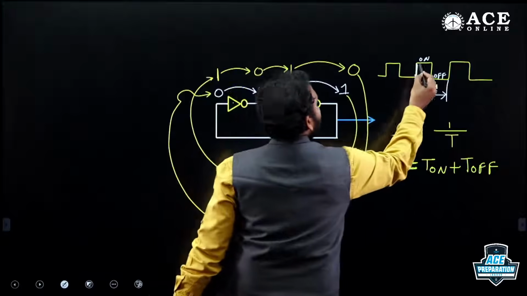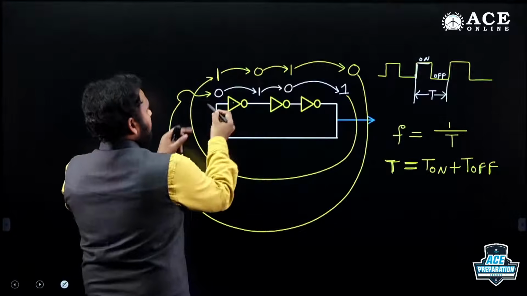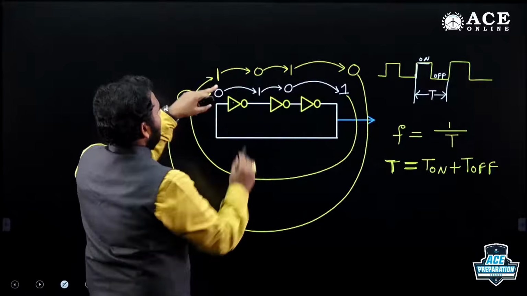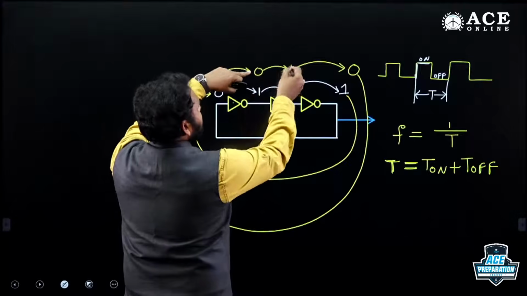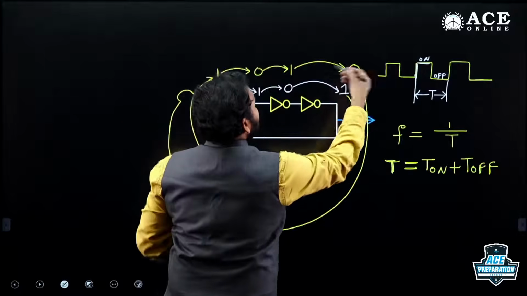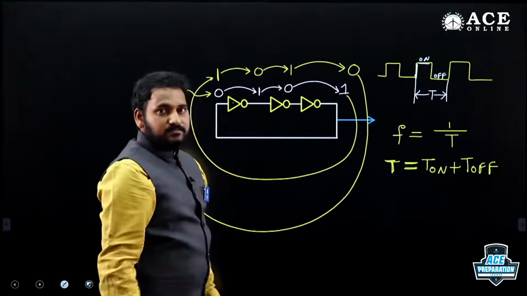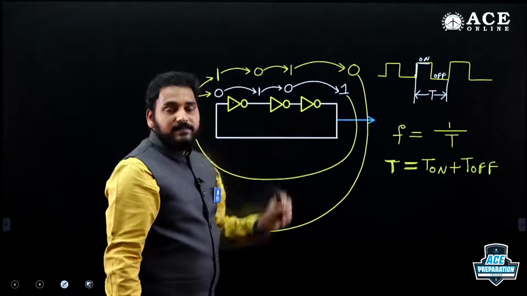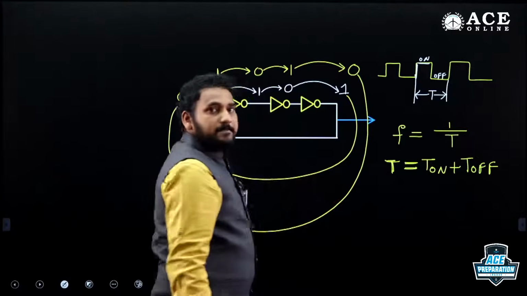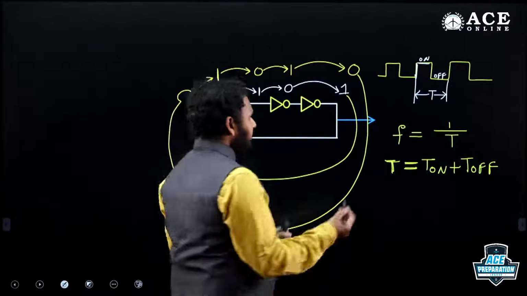How long can this 1 be present at the output? See, ignoring wire delay, this is 1. Look at this line: 1 bar is 0 after 1 TPD, 0 to 1 after 1 TPD, then 1 after 1 TPD. After 3 TPD, the 1 is going to be flipped. So how long? It is simply 3 into TPD. We can also call it path delay, or n into TPD.